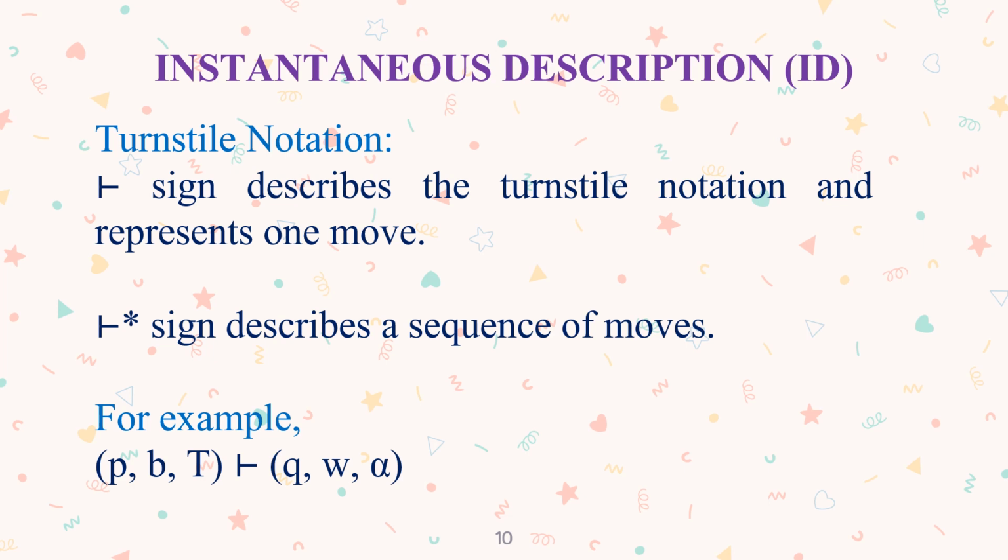In this ID, we can describe it with turnstile notation. The turnstile sign represents one move, and the turnstile star sign describes a sequence of moves. For example, we can say (P, B, T) turnstile (Q, W, alpha). Q is the current state, W is the input string, and alpha is the stack of symbols.